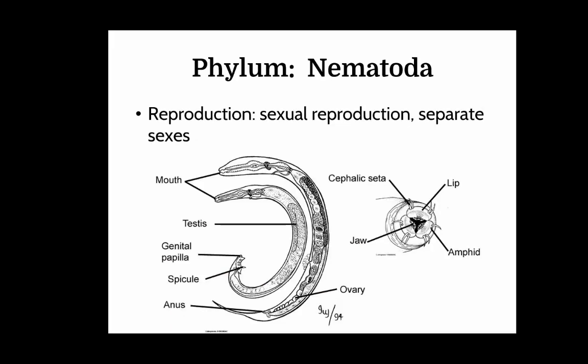Nematodes have sexual reproduction with separate sexes. There are male nematodes and female. You can see here on the left the male and the female. The female being the larger one, which is better for producing more eggs.